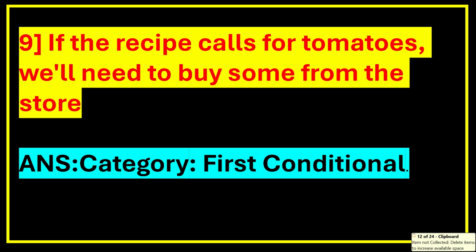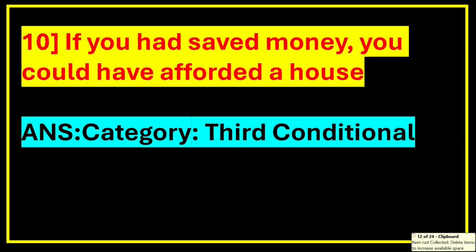If you had saved money, you could have afforded a house. Answer: category third conditional. Explanation: if you had saved money, past perfect, had saved. You could have afforded a house. Could have plus past participle, could have afforded.